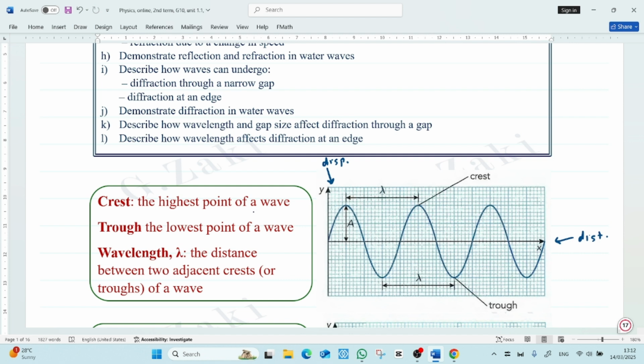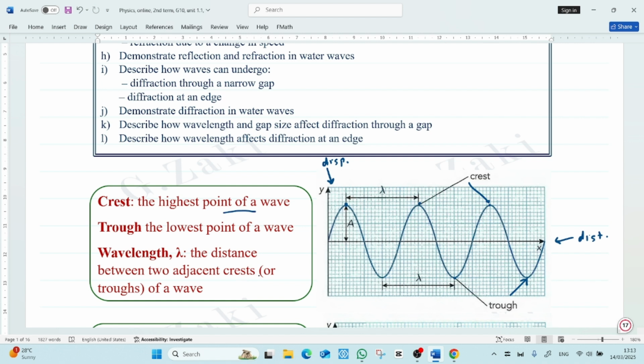The crest is the highest point of the wave. So this point is a crest, and this point is a crest, and also this point is a crest. The minimum or lowest point is called the trough. So this is a trough, and also this is a trough.